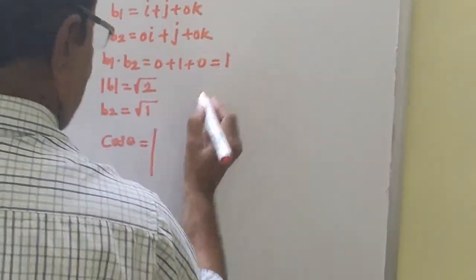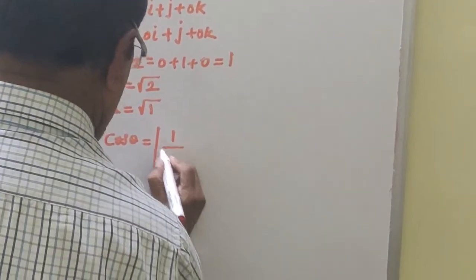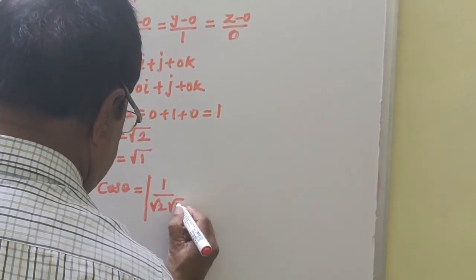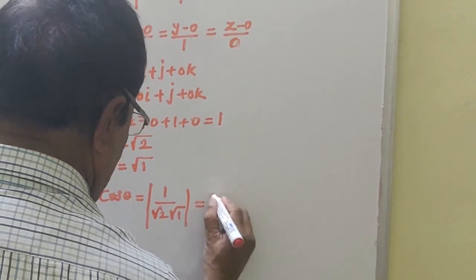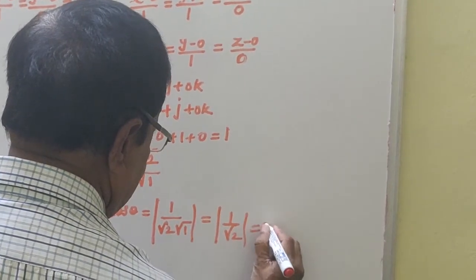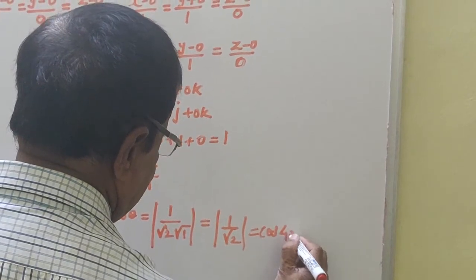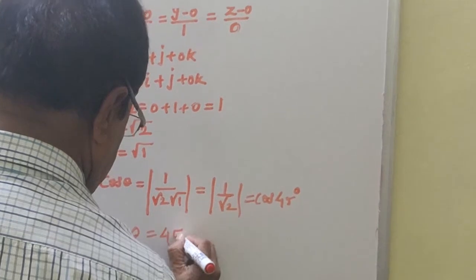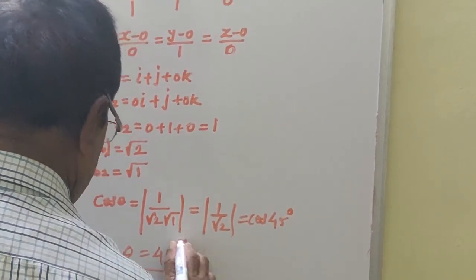b1 dot b2 is 1. Okay, now what is the modulus of b1? Root 2. Modulus of b2 is 1. Again, what value is coming? 1 upon root 2. That is equal to cos 45 degree. Okay, now theta is equal to 45 degree. This is the required answer for the given problem.